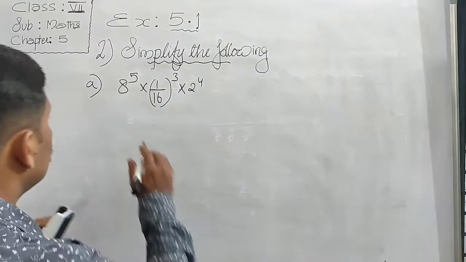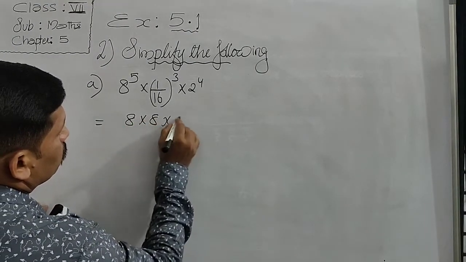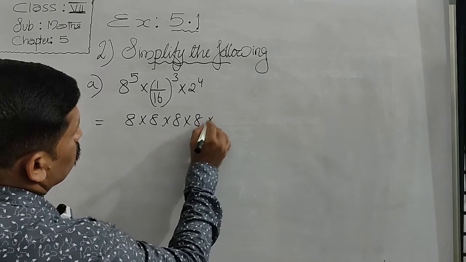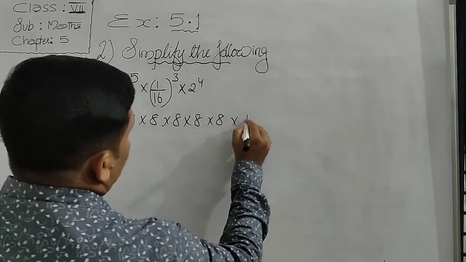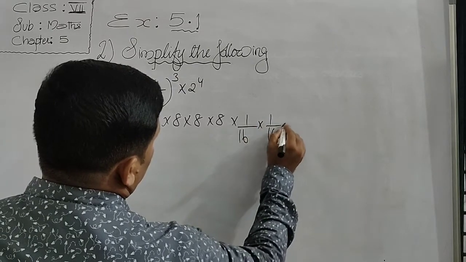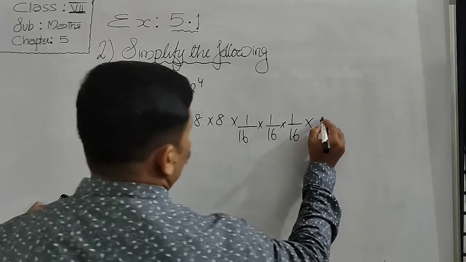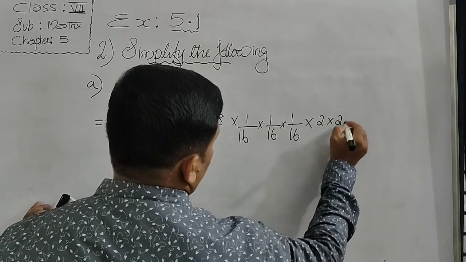Here we expand these numbers and then cut the numbers, and then we find the result. So here you see, 8 power 5 means 8 five times, 1 upon 16, that is three times, and 2 power 4, that is 2 four times.